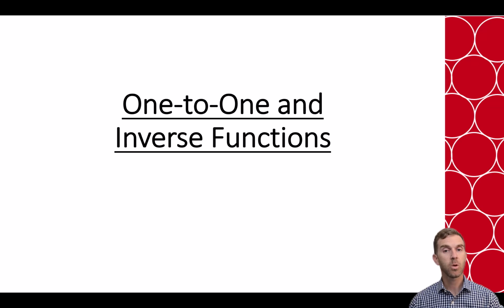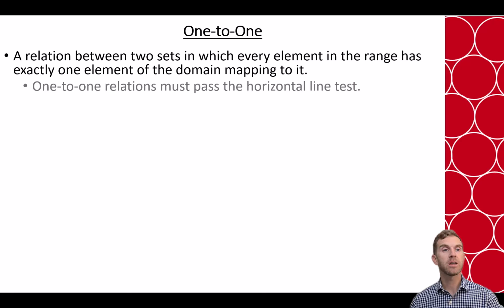In this video, we'll discuss one-to-one and inverse functions. The concept of one-to-one is a relation between two sets in which every element in the range has exactly one element of the domain mapping to it. We can check this by looking at the horizontal line test if we graph it.